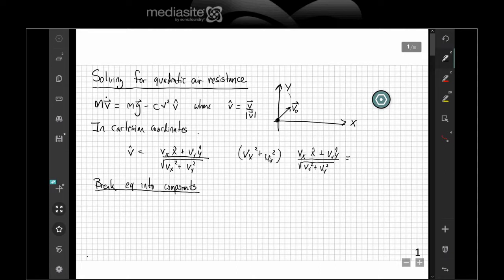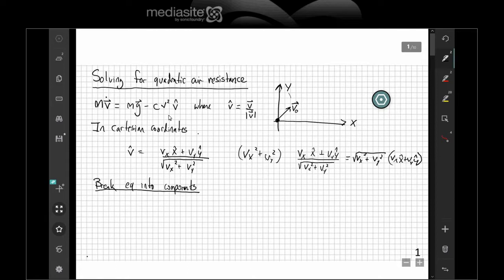So this is the square of the denominator. And so what I can do is just divide the two. I'm going to get the square root of vx squared plus vy squared, times vx x hat plus vy y hat. Okay. So now let's break up this equation all in terms of x and y components.